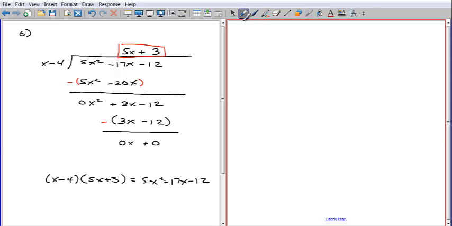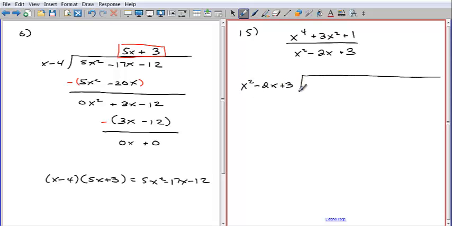Okay, number 15. So we have x to the 4th plus 3x squared plus 1 divided by x squared minus 2x plus 3. So we always write it out in this form, like in the previous problem. This is what we're dividing by, and then we put what we're dividing into in here.